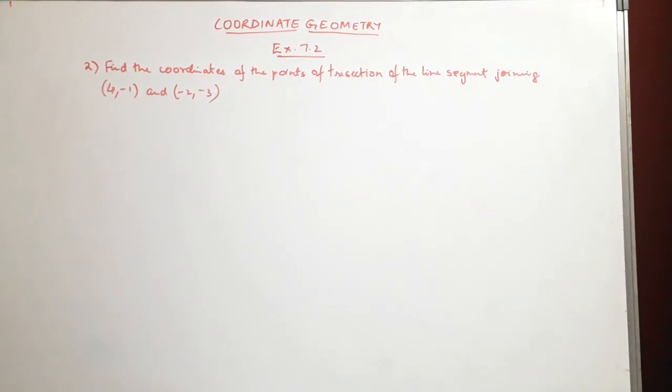Hello students, in this video we will be solving more problems on coordinate geometry using the section formula. The problem in front of us is: find the coordinates of the points of trisection of the line segment joining (4, -1) and (-2, -3).